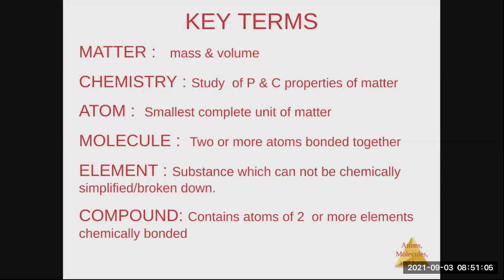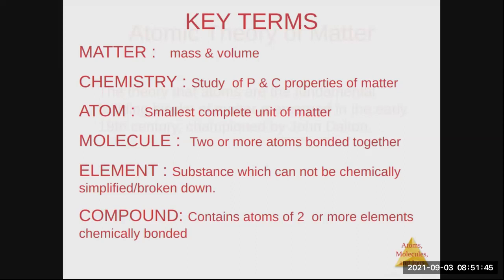But we can use elements as our building blocks. So if we take two elements, react them together, then we're going to get atoms of each element bonding together. And when two different atoms bond together, we talk about having formed a compound. And that compound will contain atoms from at least two different elements. And so when we look at matter, we look at it at the smallest level and then we build up.